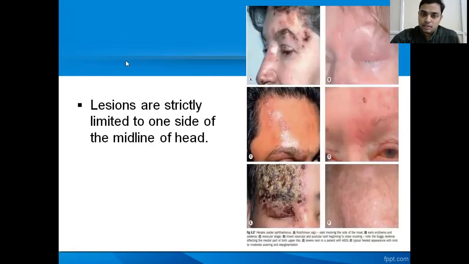So this lesion follows a rule called the midline rule. That is, the lesions involve only half of the face. Therefore, it doesn't cross the midline of the face. In this picture, you can see the lesions involving only half of the face.